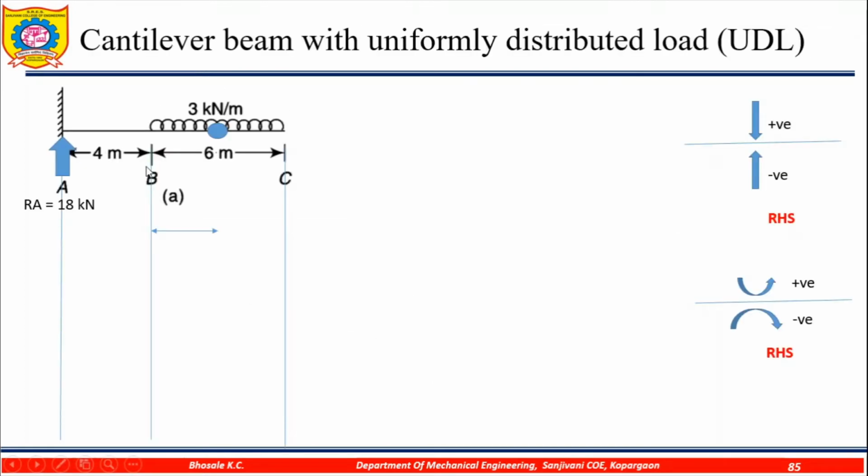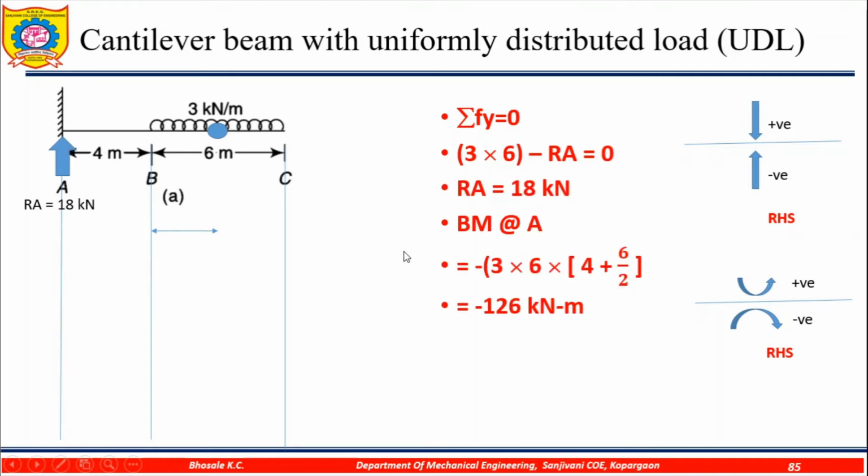So this is the UDL of 3 kN per meter on the cantilever beam. We'll take the summation of Fy as 0. We'll find out the shear force first. Downward load is positive, upward reaction is negative. So we convert the UDL, intensity 3 and distance 6 meter: 3 into 6, converted to a point load, minus RA is 0. RA is upward, so minus. So RA will be equal to 18. The reaction developed is 18 kilonewton.